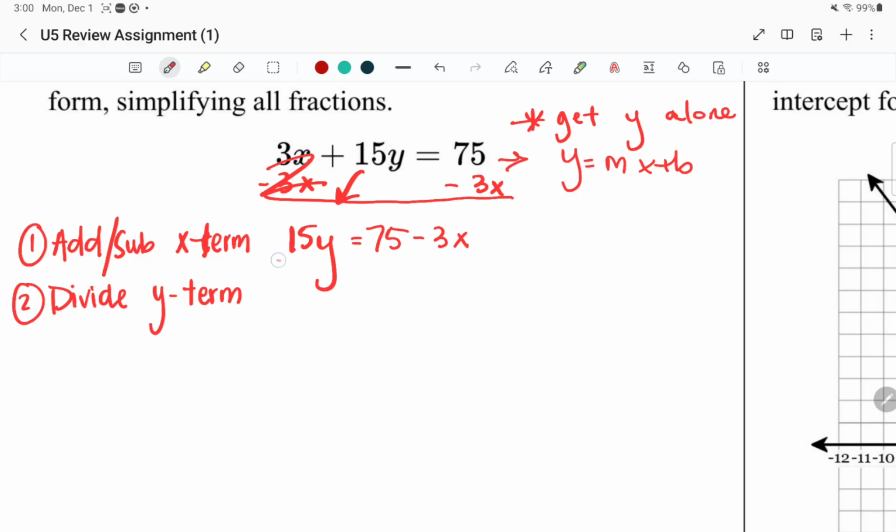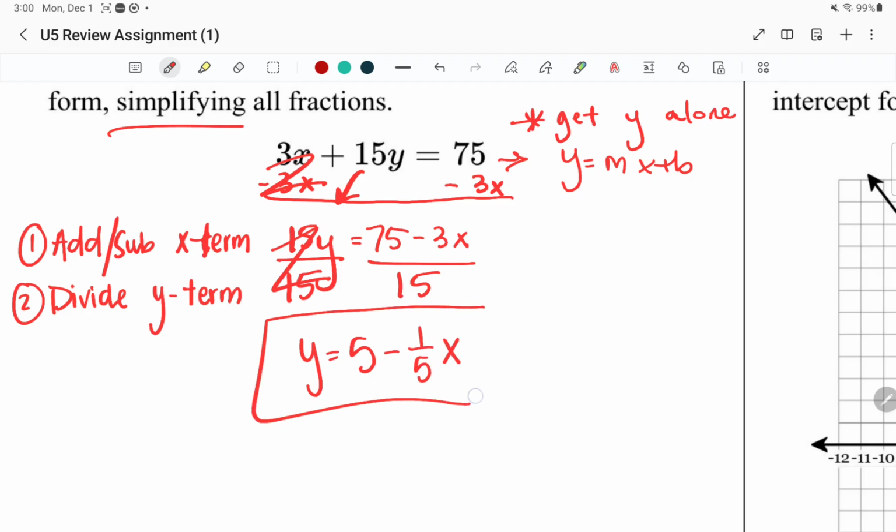And then step 2 is divide the y term. Get the y by itself. Split it up from the 15. Now, because of that x, we couldn't combine it with the 75. We cannot combine all of that stuff together now either. So I'm going to do it separately. 75 divided by 15 is 5. And then negative 3 divided by 15 is going to be a fraction, which we're going to simplify to 1 over 5 x. And that's my answer. I would box it on my test and I'd be done. And that's question 1 and 2.